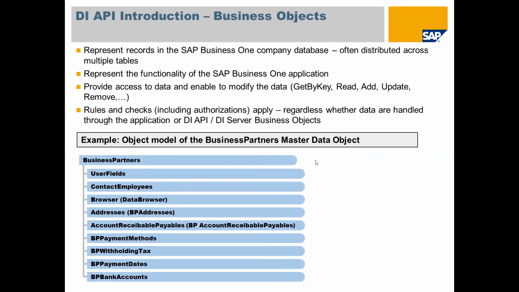Business objects also provide access to data. It enables you to modify the data in the database. So sample functions are get by key, read, add, update, and remove. So using business objects, the rules and checks, including the authorization, apply on the DI API.